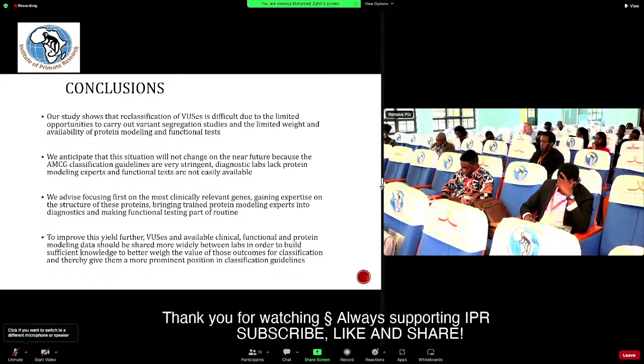And to improve the yield further, for the variants of unknown significance that are available, clinically functional protein modeling should be widely shared between labs. That is very, very pertinent because then we are able to build sufficient knowledge to weigh the value of the outcomes of these variants in classification, particularly by providing additional evidence and giving them more position in the classification guidelines. That becomes very, very important, especially when we talk about data sharing between labs here in Africa, or even data sharing between European and African cohorts. So data sharing can be very, very important.